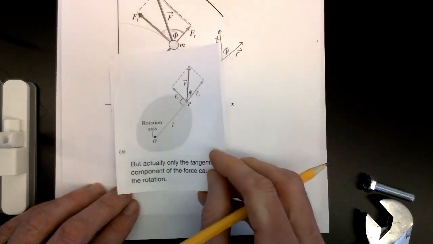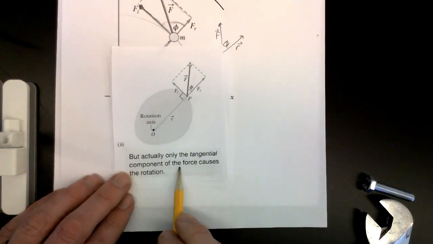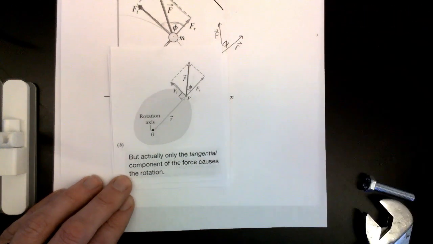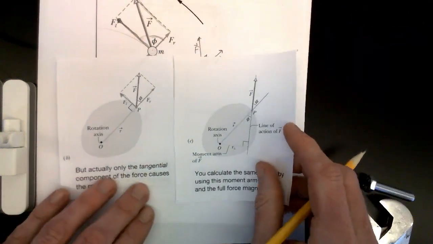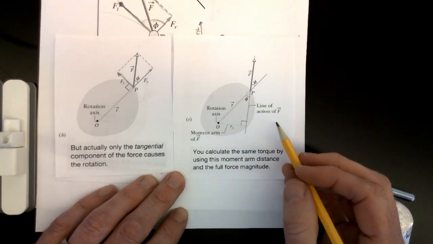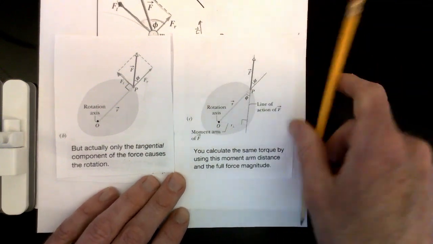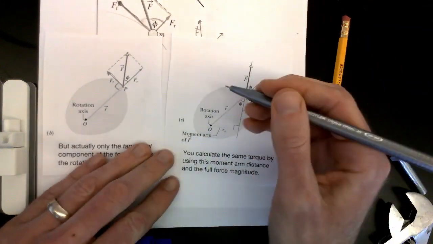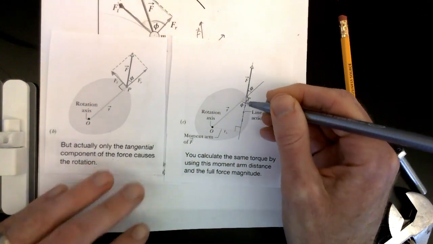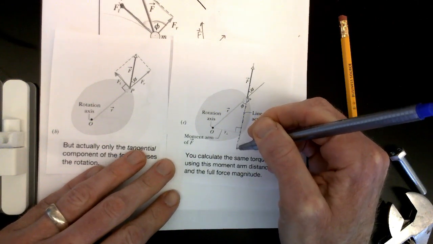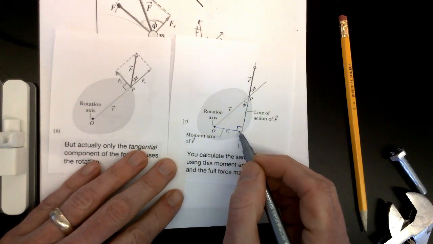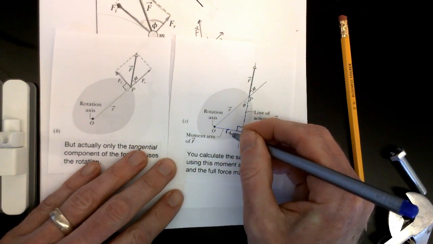There's a second part to this diagram here. It says only the tangential component of the force causes the rotation. So we're taking that tangential component. Although it also says over here, you can calculate the same torque by using what's called a moment arm and a line of action. So if I take my force and I extend the line of action of my force backwards this way over here, then I connect at a right angle a line over here. Then this says R perpendicular right there.